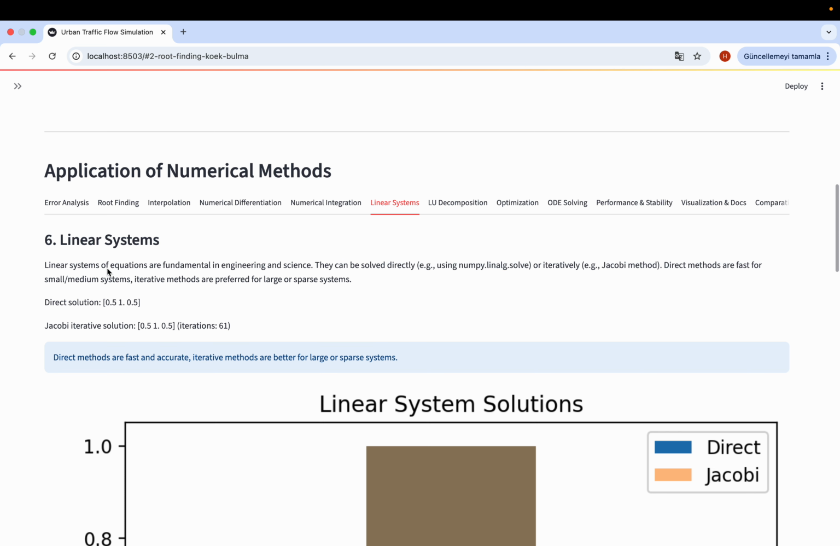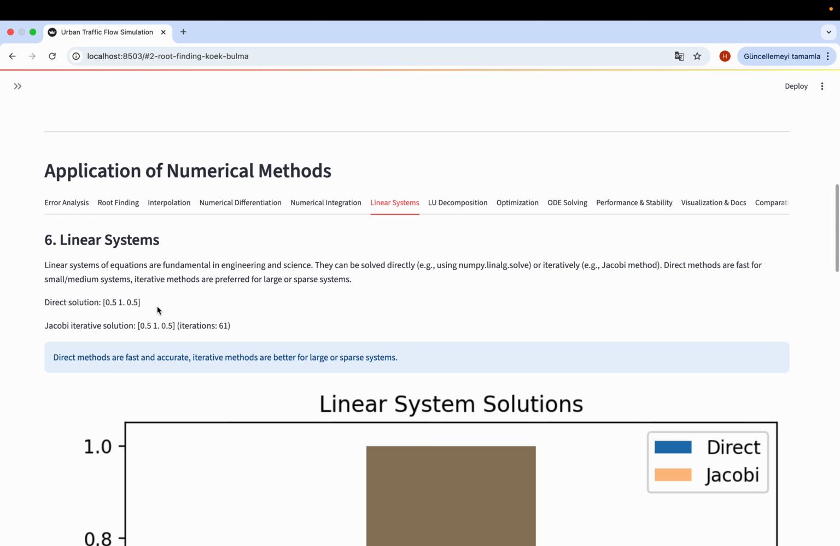Linear systems of equations are fundamental in engineering and science. They can be solved directly using NumPy linalg.solve, and iteratively. Direct methods are fast for small to medium systems. Iterative methods are preferred for large or sparse systems.